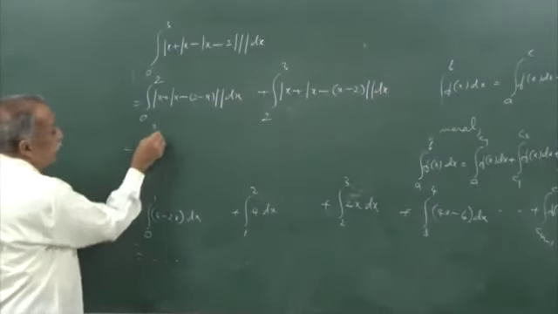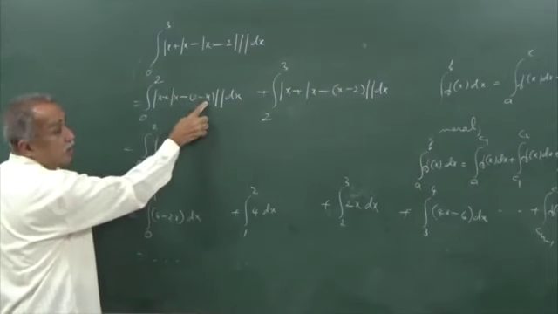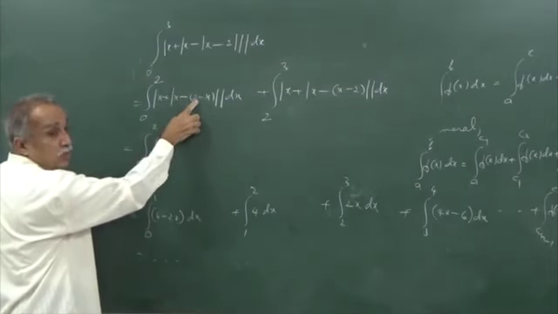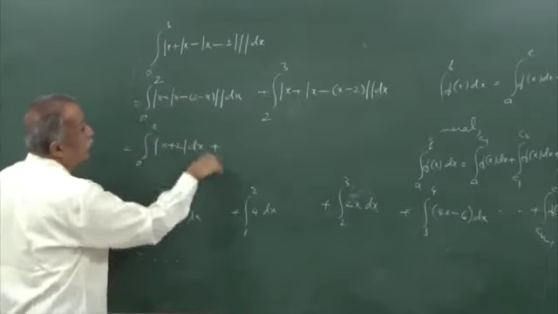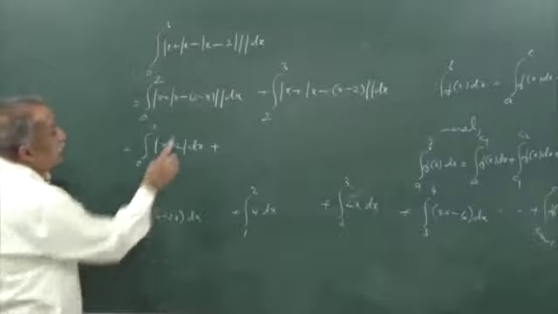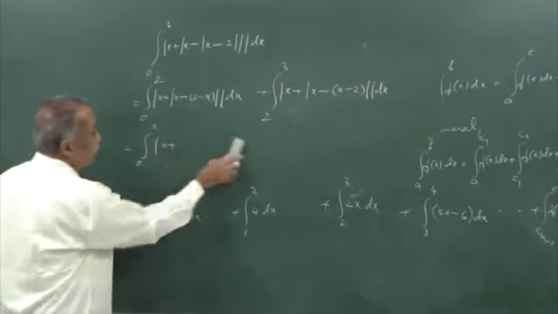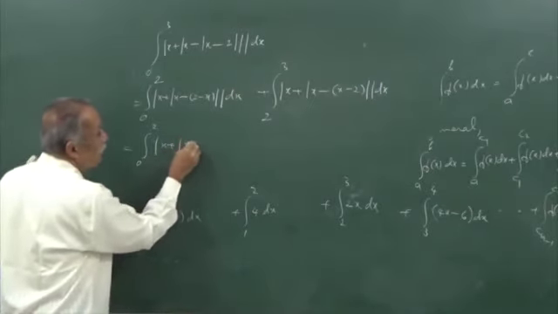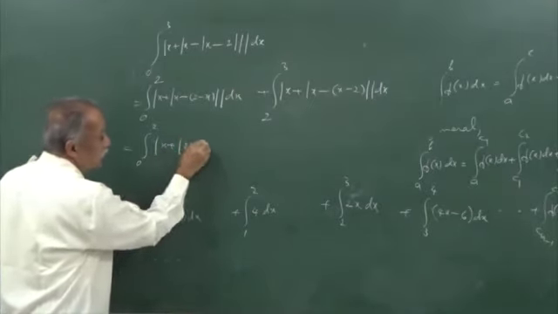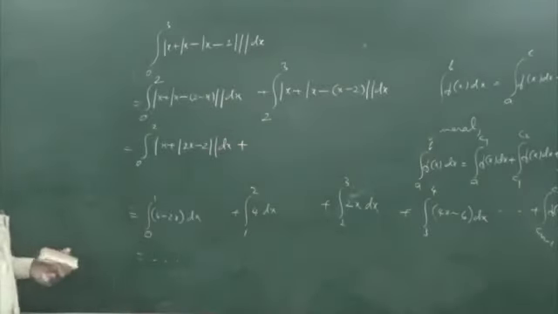Cancel. Mod minus 2 is 2. Am I right? Mod of x plus 2. Yes. 2x minus 2. Okay, then there will be a necessity to break it further. Mod of x plus mod of 2x minus 2. Okay. Correct.